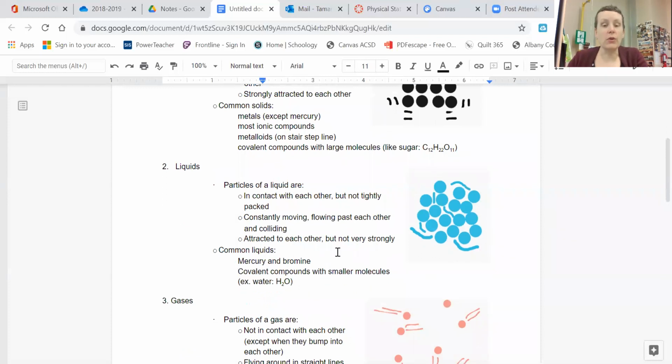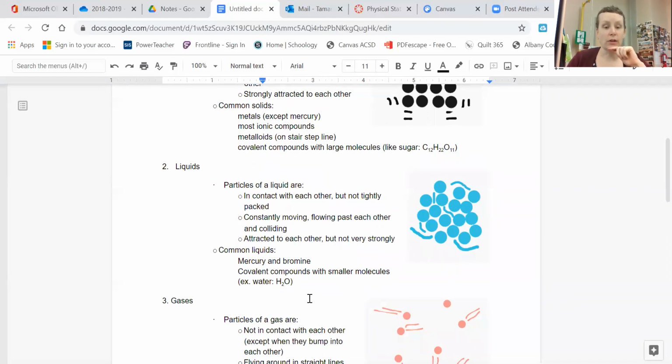Common liquids: there are only two elements on the entire periodic table that are liquids, and that would be mercury and bromine. If you're looking at the periodic table that I've given you, the Plainsman periodic table, that maroon and white one, those are the two elements that have a blue symbol. Mercury is Hg and bromine is Br, and those symbols are colored blue on our periodic table because those two are liquids at room temperature.